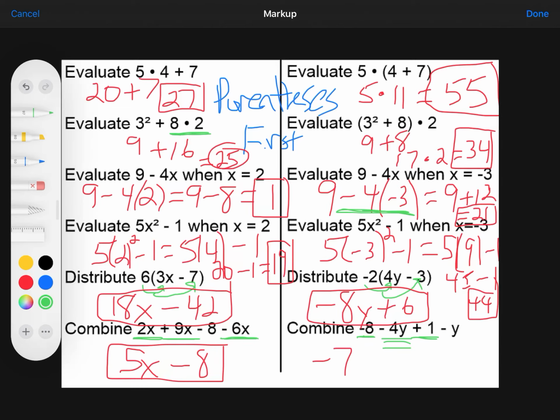Separately, negative 4y minus y. Careful, minus y would be the equivalent of minus 1y. Negative 4 minus 1. Careful of your negative number arithmetic. It's easy to make mistakes, like the final question on the Kahoot last class. Negative 4 minus 1 is negative 5. Let's see if I can make that look a little nicer. I'm having trouble writing neatly here. There we go. That's better.